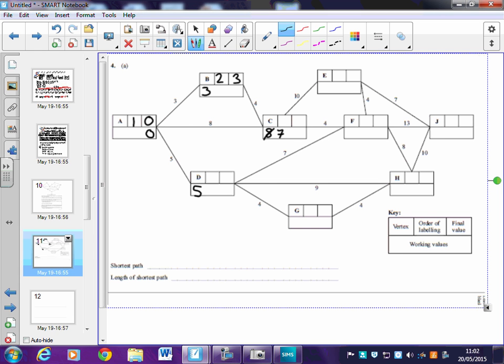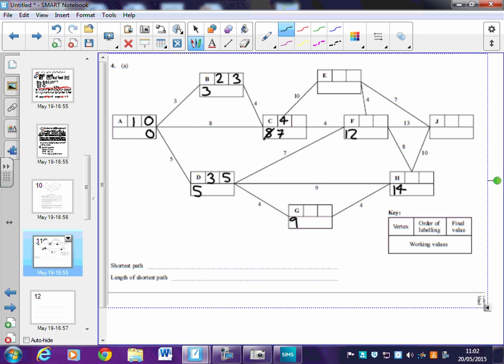Okay, we now look for the smallest working value in any box, which is the 5. So box number 3, and it's got a final working value of 5. I've got 3 arcs coming out of here, so I need to do 3 working values. 5 plus 7 gives me 12. 5 plus 9 gives me 14. And 5 plus 4 gives me 9. I look for the smallest number, which is going to be the 7 this time.